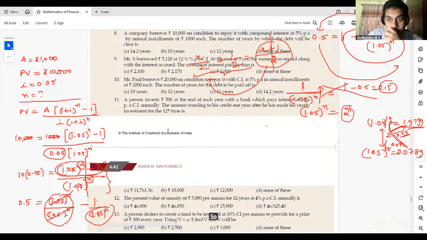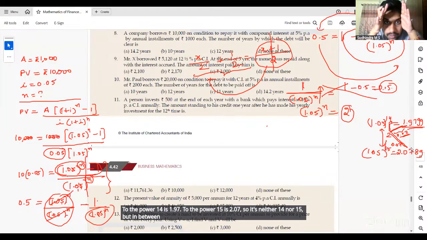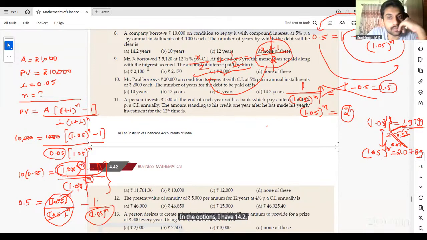So you got n is equal to 15, right? n is equal to 14.2. It's between 14 and 15, Kushal. See, I wanted 2. To the power 14 is 1.97. To the power 15 is 2.07. So it's neither 14 nor 15, but in between 14 and 15. In the options, I have 14.2. So n is 14. Isn't it confusing? Like it can be none of this also, no?